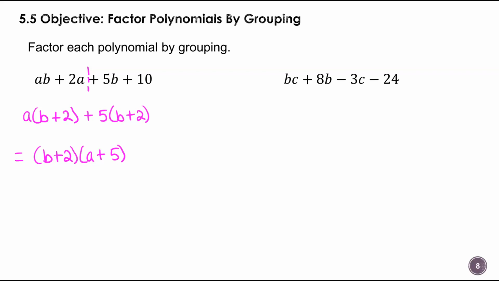Okay, so let's go to this next one. Once again, we're going to split this. Always double check: do I have a common factor between the four terms? We don't, right? So we're going to group them, and that's why it's called factoring by grouping. When we group them, notice that we have a common factor of B for the first two terms. So my binomial then is C plus 8.